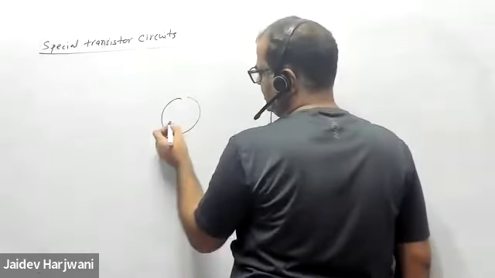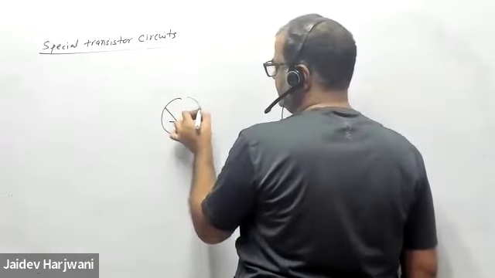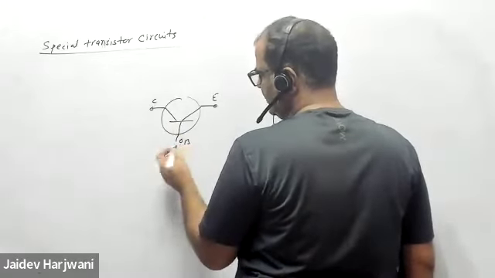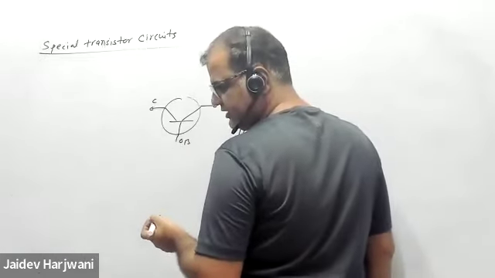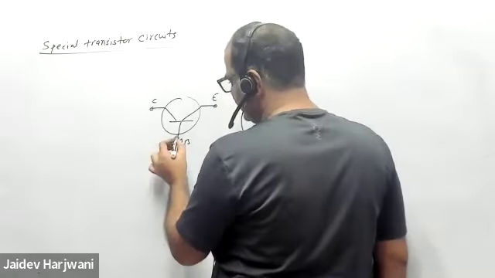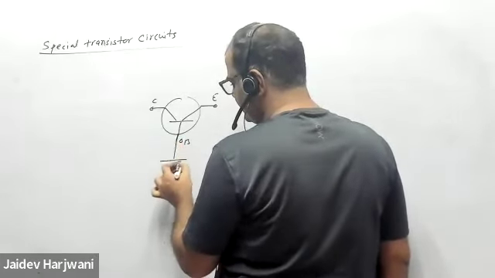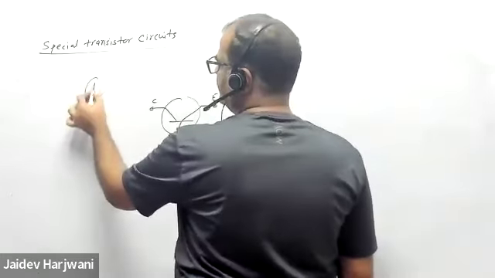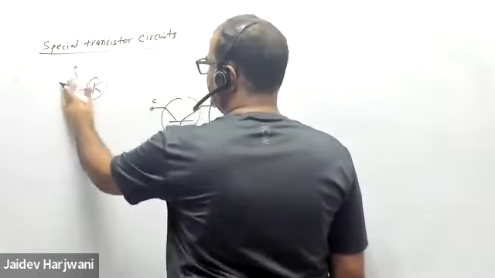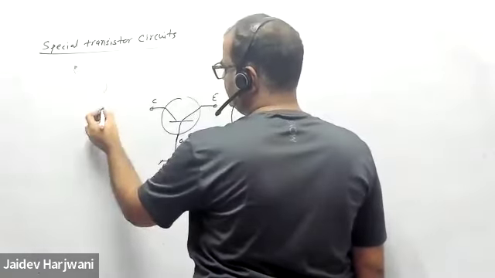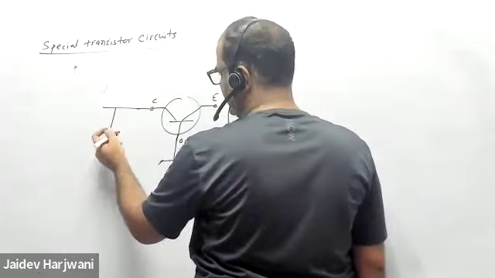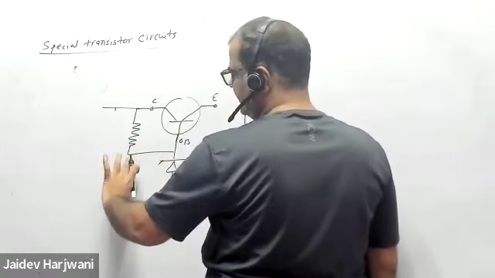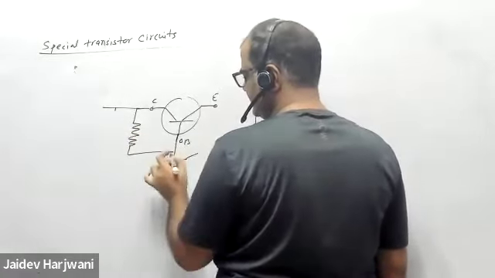Here your E terminal is going here, your C terminal is coming here, and your B terminal is here. At the B terminal, the Zener diode was there. Basically, here you have a voltage divider circuit, which means you want one more R. Either you connect here or here, that is the same thing.